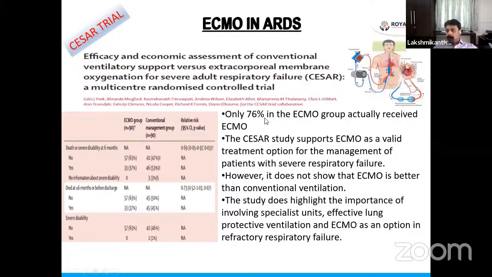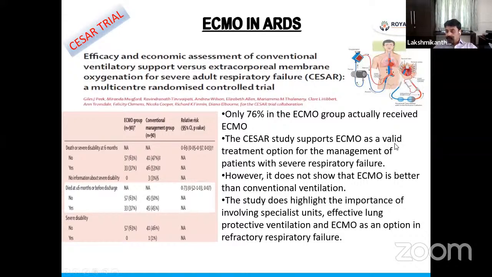Because in the ECMO group, only 76% of the patients actually had ECMO. The remaining 25% improved with normal ARDS management. This again suggests that the hospital equipped with ECMO was more experienced and better equipped to manage respiratory failure or ARDS, and the care they gave as a whole for ARDS was better in that group, and that was actually the reason for the improvement in mortality.